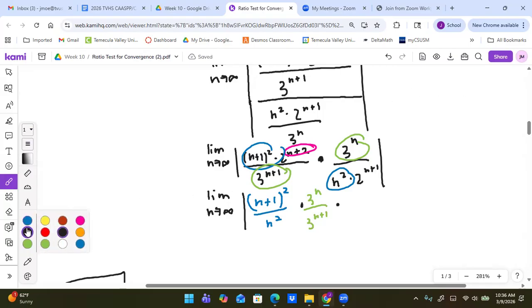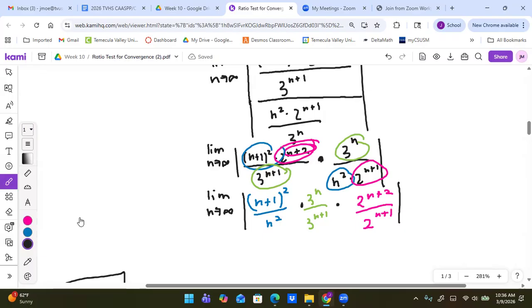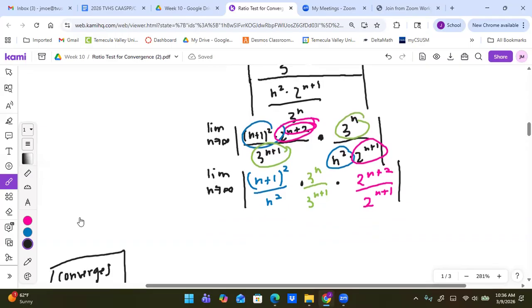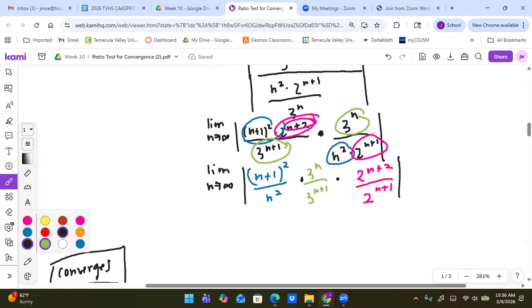And then the 2 to the n plus 2. And 2 to the power of n plus 1. We group those. It's nicer when you group stuff together. I feel like maybe you'll make fewer mistakes when you simplify like this. All right. What should we simplify first?